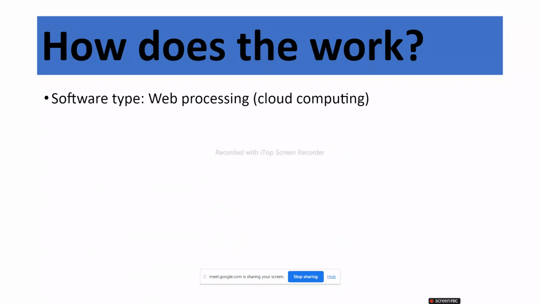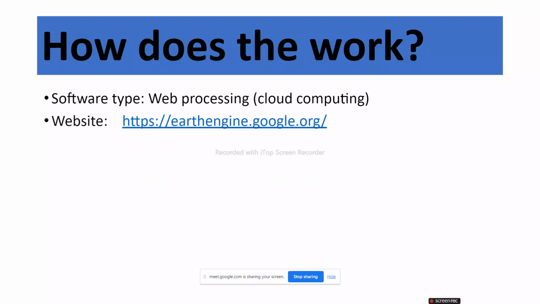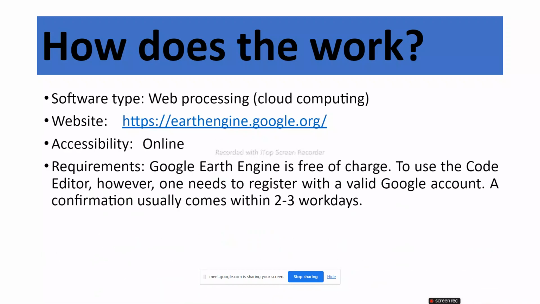It is cloud computing, so when you want to use the Google Earth Engine platform, you don't need to download any satellite data or any software. You don't need to download, because it is a cloud computing platform. The main website is earthengine.google.org. Accessibility must be online.